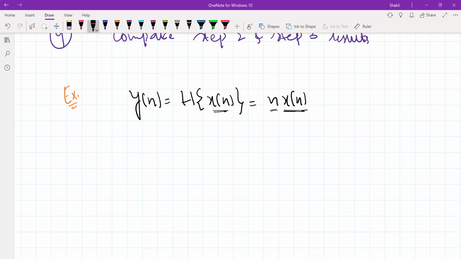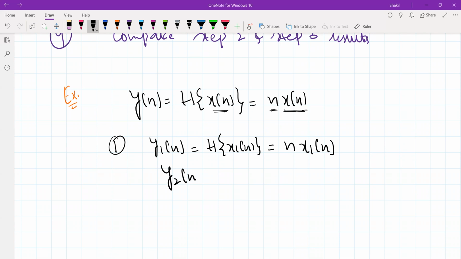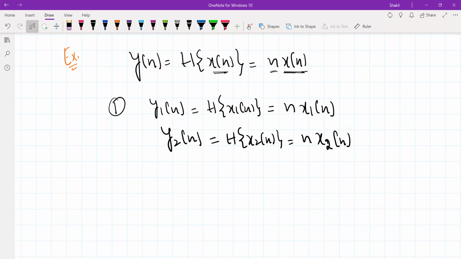So what's the first step to check for linearity? First step is compute the individual responses when the inputs were x1 and then x2. So x1 of n, and we see the system is simply multiplying the input by the current sample. Similarly, what will be y2 of n when you apply x2 of n as input? It will again do the same thing. When the input is x2 of n, it will multiply the input by n.